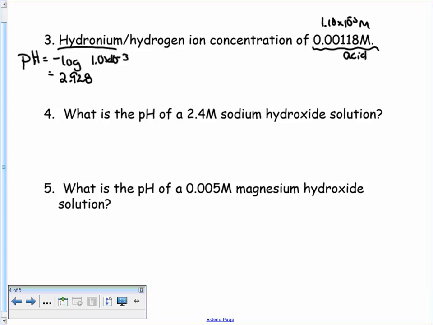And does that make sense? Yes. We know it's an acid because the concentration is greater than the hydronium concentration in water, which means it's going to have a lower pH. It's going to be more acidic. So then, of course, to get the pOH, pOH equals 14 minus 2.928. I'm going to start picking up the base here. And that gives us a pOH of 11.072.